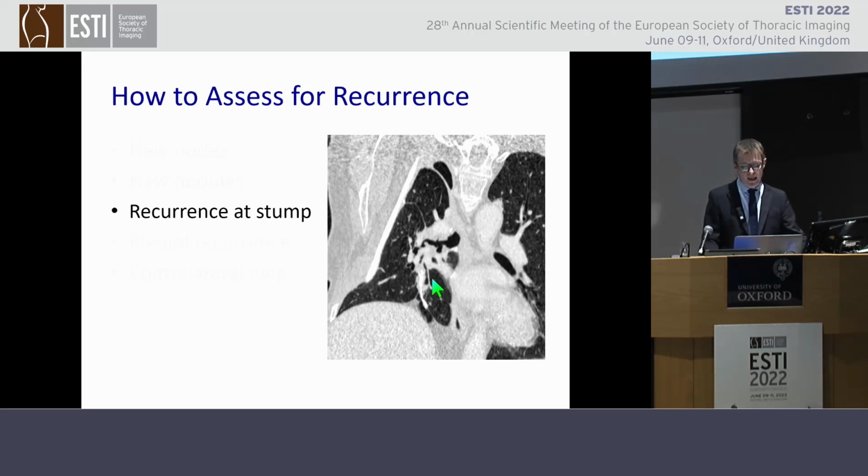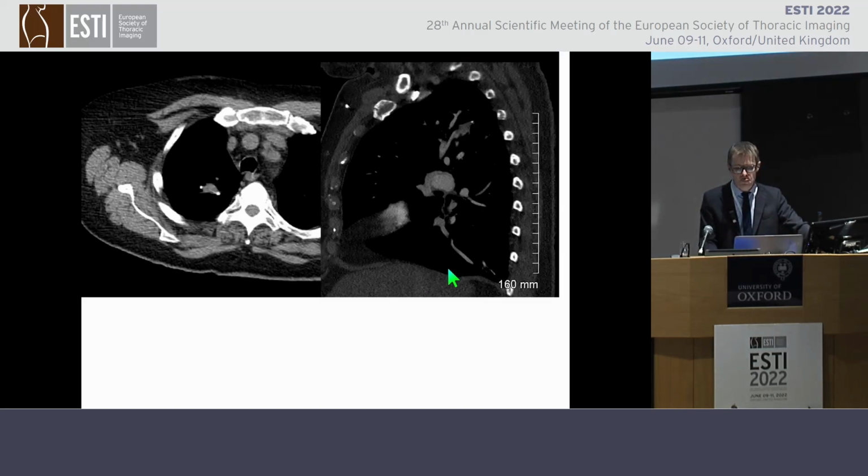I hope this projects okay, but this patient had a very significant chest wall resection, and adjacent to the bronchial stump, we see pleural thickening, or soft tissue thickening. This is probably fibrosis around where the sutures are, and this is not recurrence. We see this all the time.